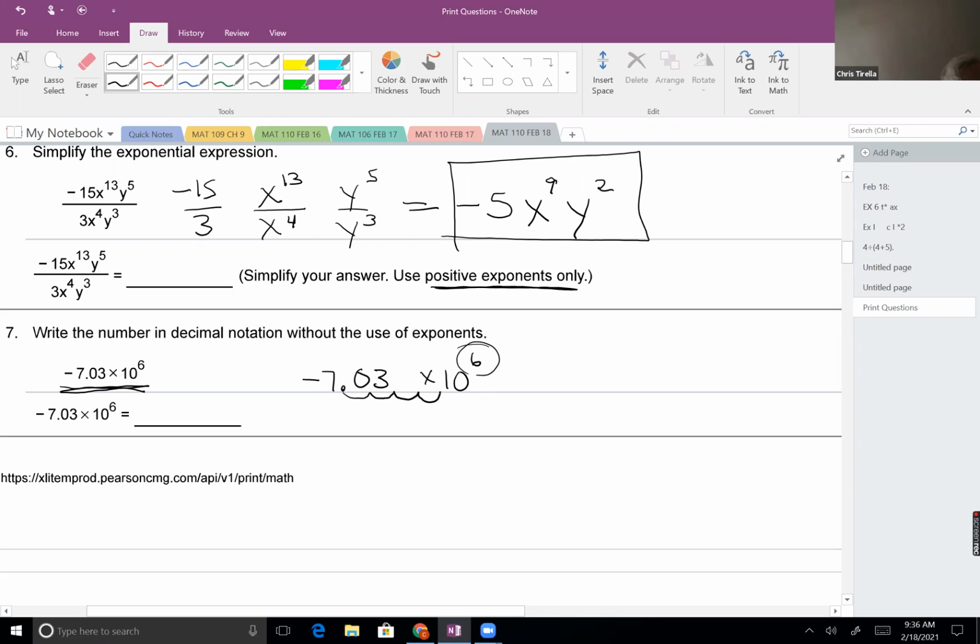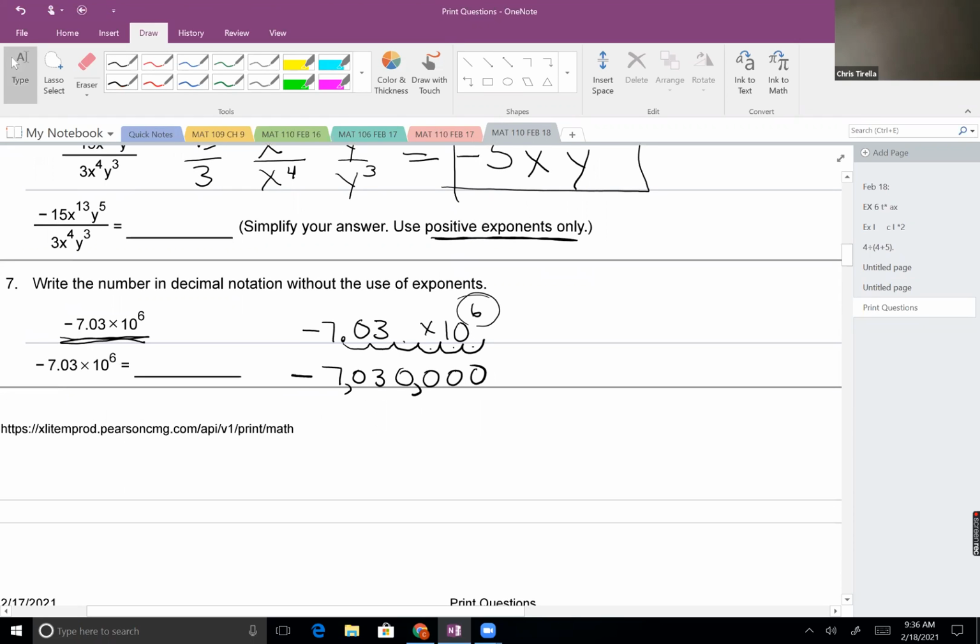1, 2, 3, 4, 5, 6. Gives me 703, and I need to add 4 zeros. It was a negative number, it stays negative. And I'm going to put in commas. I don't think they want you to type commas in my labs. I think they want you to just write the number. Does everybody remember their scientific notation?